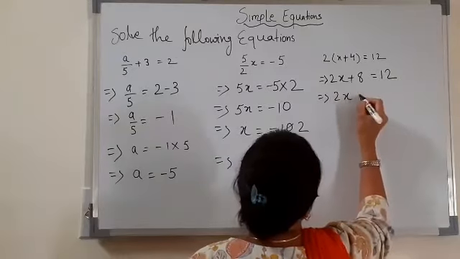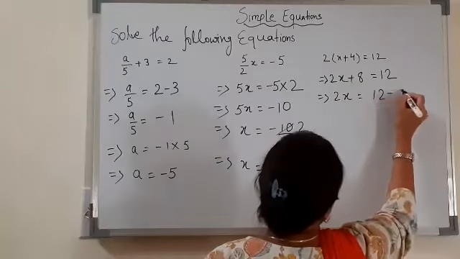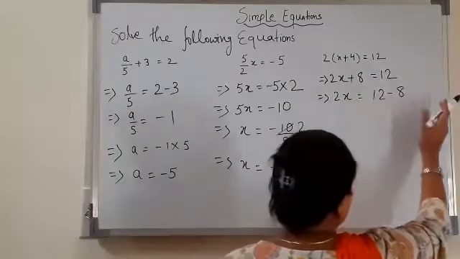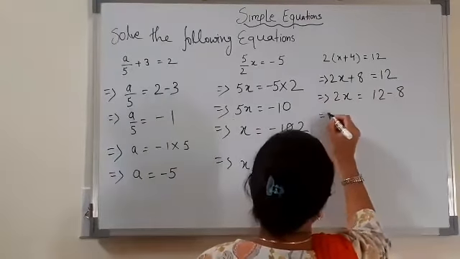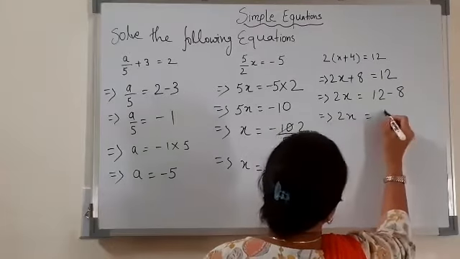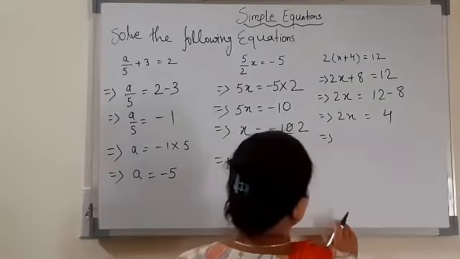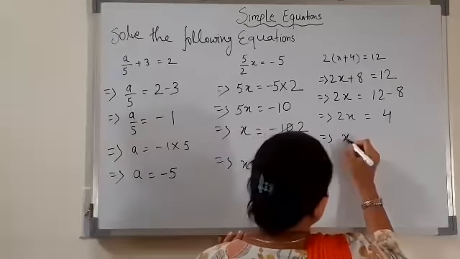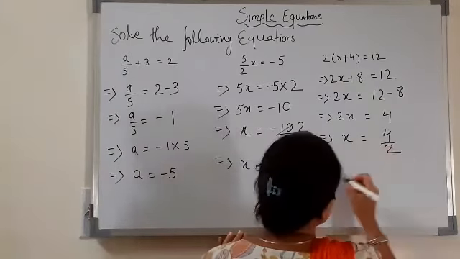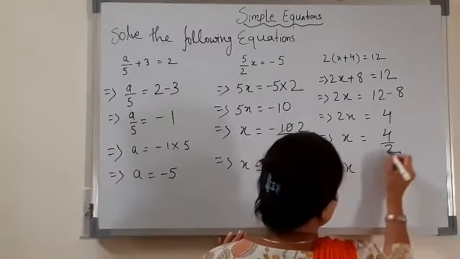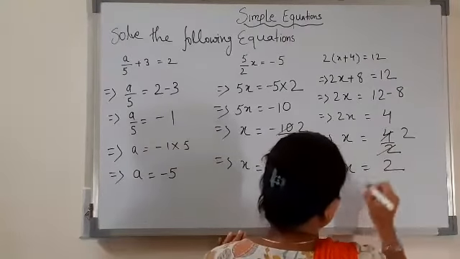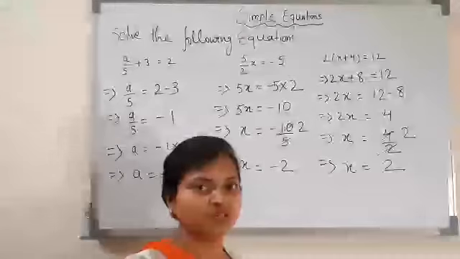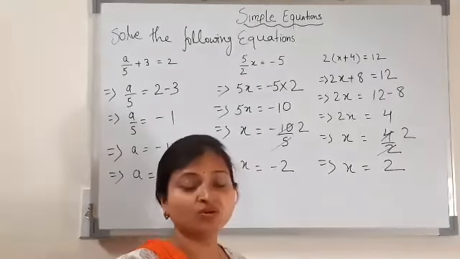Now 2x is equal to 12 minus 8. I have changed the side of 8 from left hand side to right hand side with negative sign. So now 2x is equal to 4. Again I have to change the side of this 2. It is in multiplication form. It will go to the other side in division form. So x is equal to 2. So these are the solutions of the given equations. Hope you all have understood.